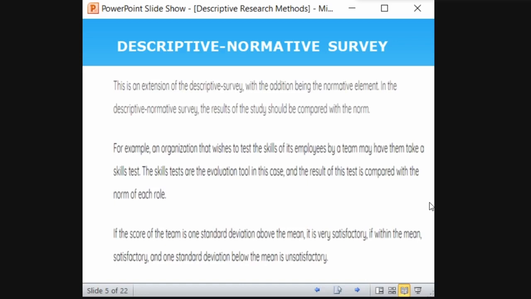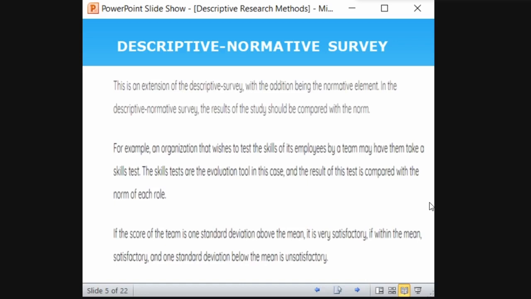For example, an organization that wishes to test the skills of its employees by a team may have them take a skill test. Okay, a company, let it be any company, they wanted to test the skills of an employee, by a team, skills of its employees. So what they do, they make the employees take a skill test. The skill test is the evaluation tool.